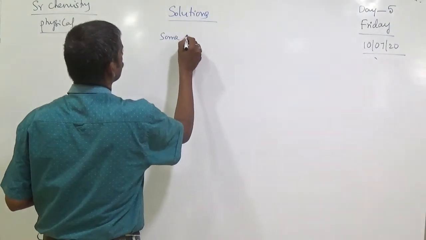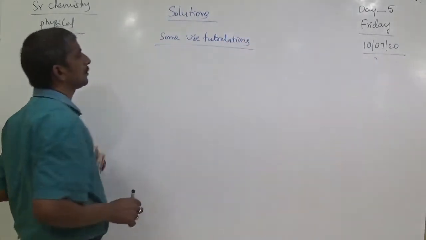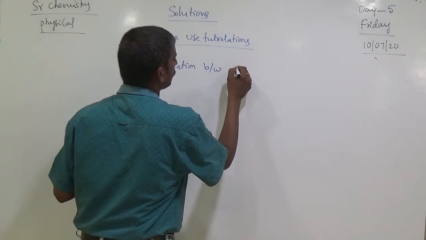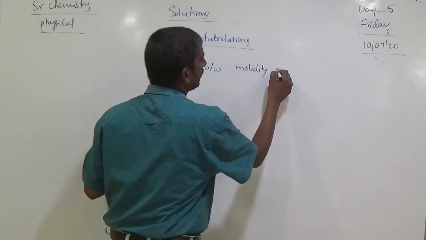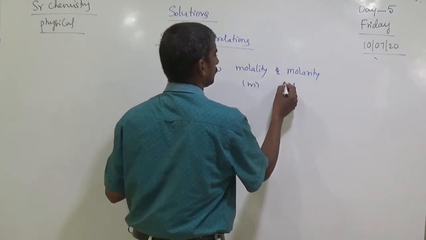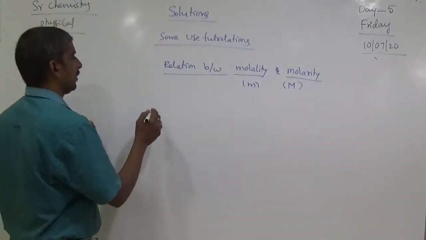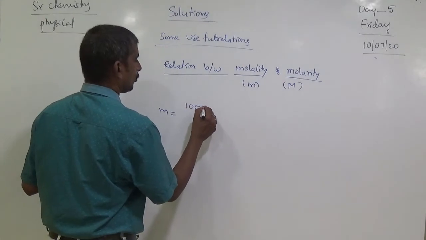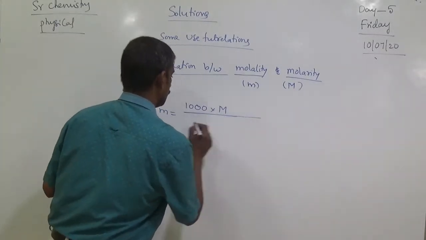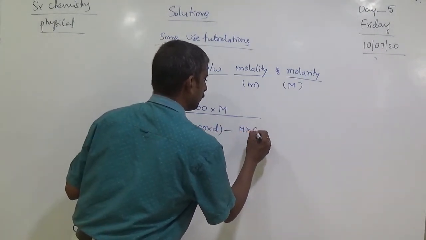Some useful relations. First, the relation between molality and molarity, small m and capital M. Molarity equals 1000 into m, where m means molality, by 1000 into d minus m into GMW.